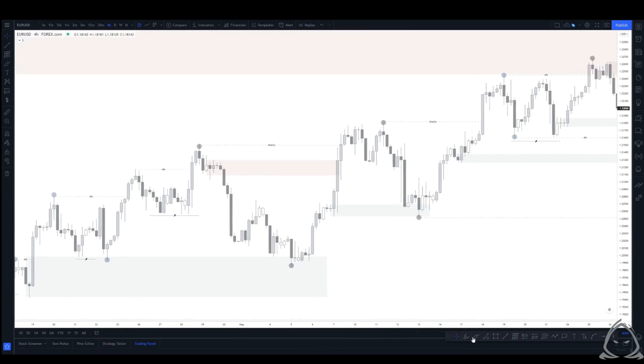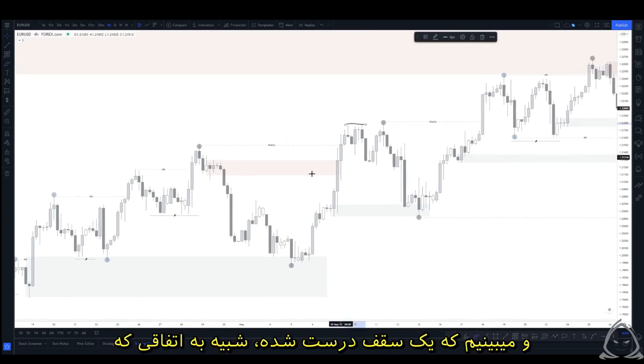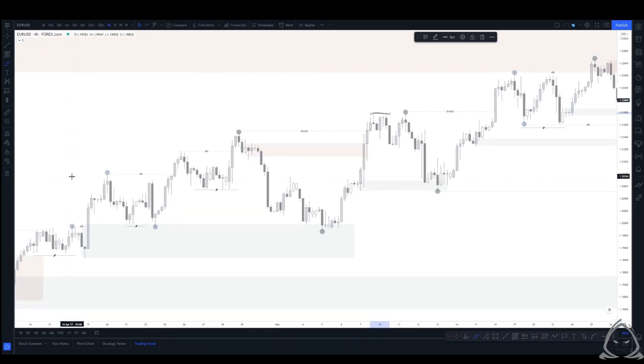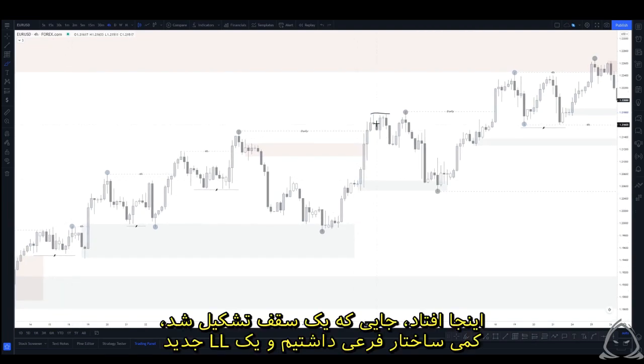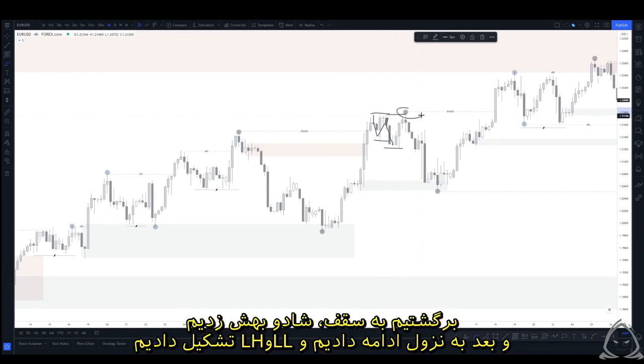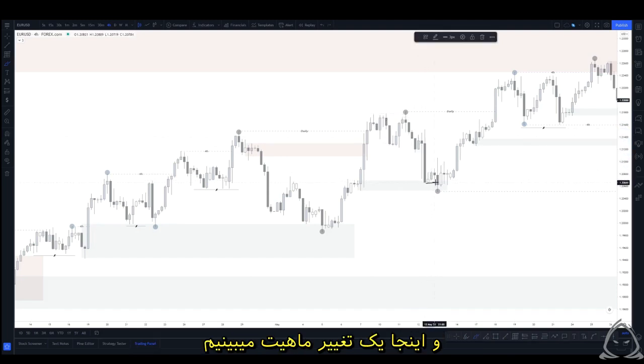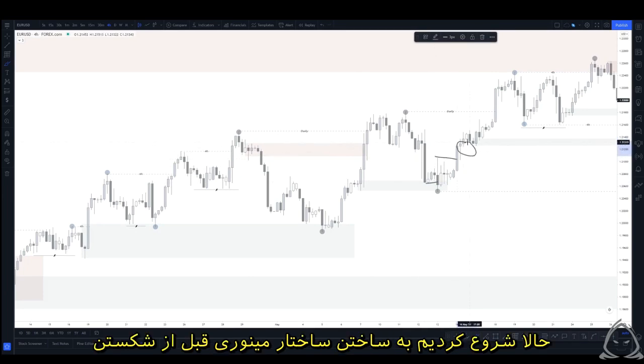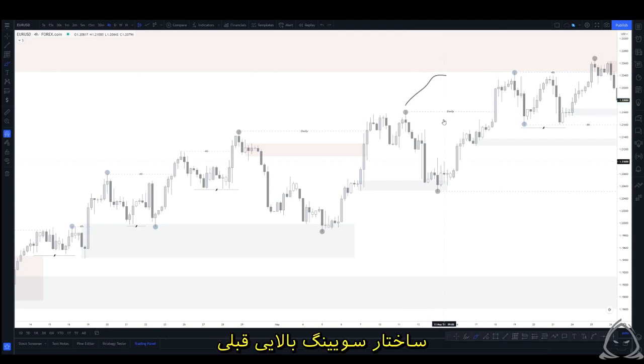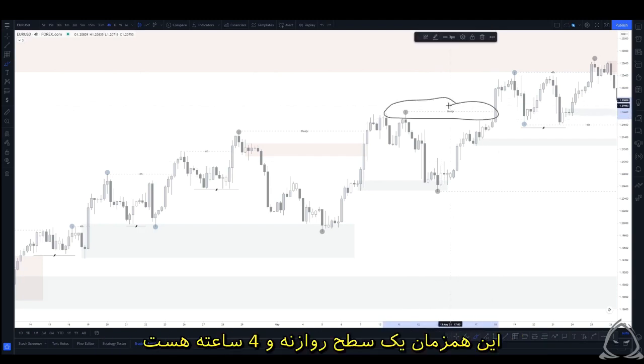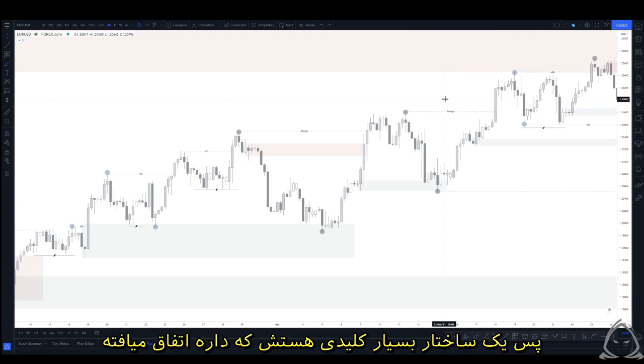Okay, perfect. And what we can see is we now create a high. And again, similar to what happened back here where we created a high, we started to create some substructure, created a new lower low. We move back to the high, we wick it, and then we continue back to the downside, creating lower lows and lower highs. And what we can see here is we get a change of character. We've now started to create minor structure before we take out the previous swing structural high. This also coincides with a daily level as well as a 4-hour level. So it's a very key bit of structure that is happening here.